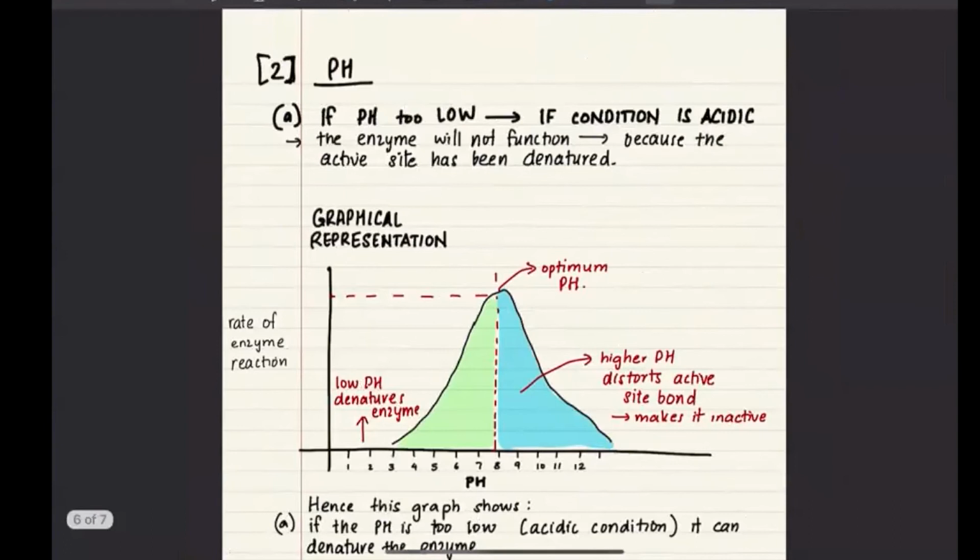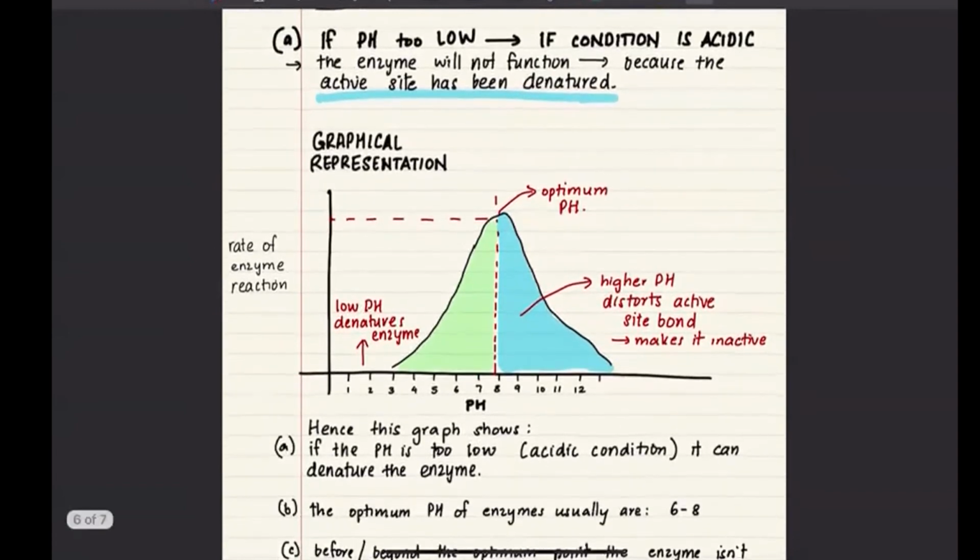And then you have the pH. If the pH is too low, when I say too low, I basically mean if it's in acidic conditions, like a pH of 1, 2, or 3, these are considered really acidic, and the enzymes are not going to function, and that's because the active site has been denatured again. There are many ways in which the active site can get denatured, and it's best to know it by heart. So high temperature can denature the enzyme's active site, a low pH can denature it, and so can a high pH.